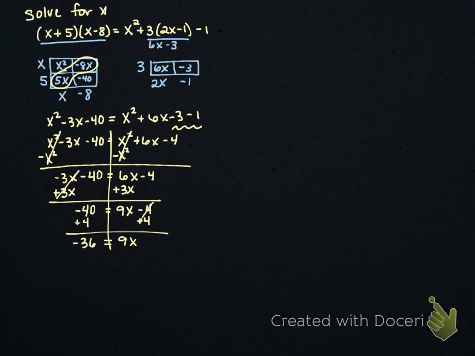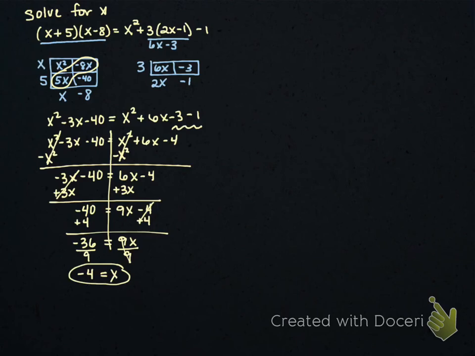And then finally, to get x all by itself, we need to use division. And the reason why we're using division is right now we have 9 times x, and in order to undo multiplication, we have to do the opposite, which is division. So we will divide both sides by 9. This will leave us with negative 4 equal to x as our final answer.